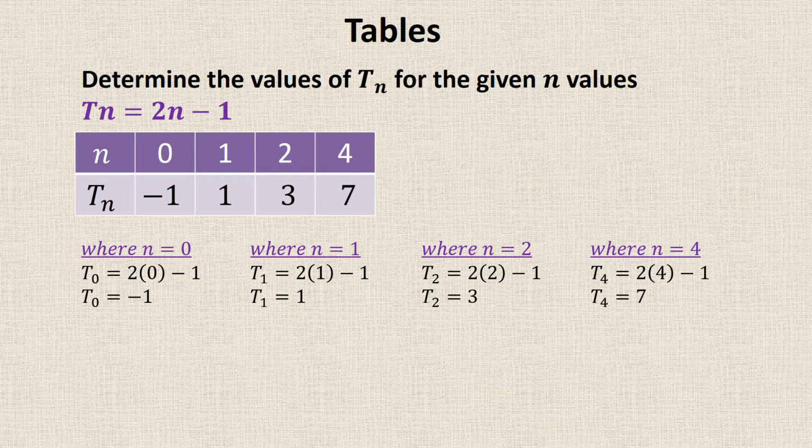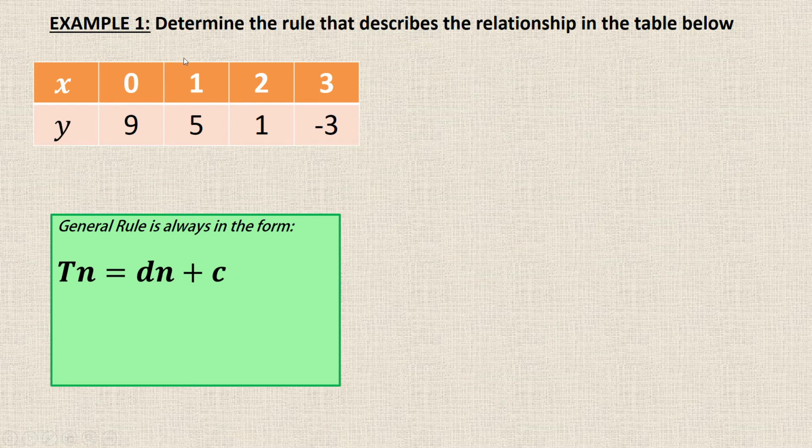Finding the general rule is a little bit more tricky, but we have done it this year. But I just want to show you it again. Okay, so here's my table. It's already been filled in for me. Here are my x values, also known as my n values. And here are my y values, which are also known as tn. My general rule is always in this form. You're going to have y, or tn, is equal to the difference multiplied by n or x plus a constant that makes the rule true.